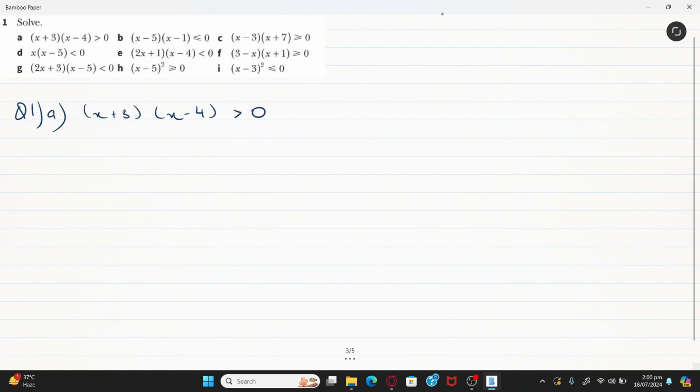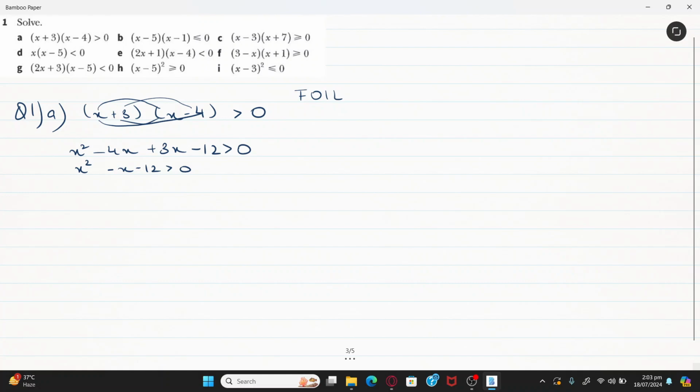What we're going to do is open this up with the FOIL method: first, outer, inner, and last. First, x squared; outer, -4x; inner, positive 3x; and last, 3 multiplied by 4 is 12, so -12 is greater than 0. Next we simplify this: x squared minus 4x plus 3x is -x, -12 is greater than 0. Let me just recheck before I continue: first x squared, outer -4x, inner positive 3x, last 3 times 4 is 12.